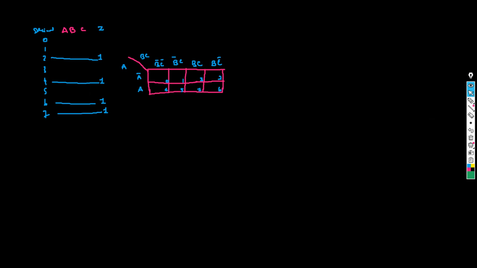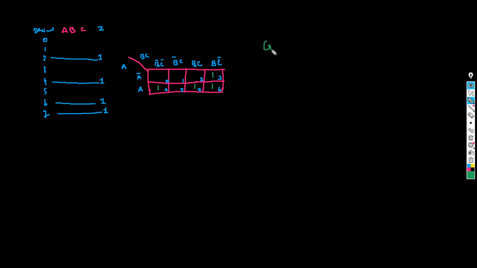Your Karnaugh map is always something like this. It is not the way you say. As I told you, between two states it is always only one bit change. So now, where is the 2? Here it is 1. And 4 is 1, and then 6 and 7 are 1, 1.